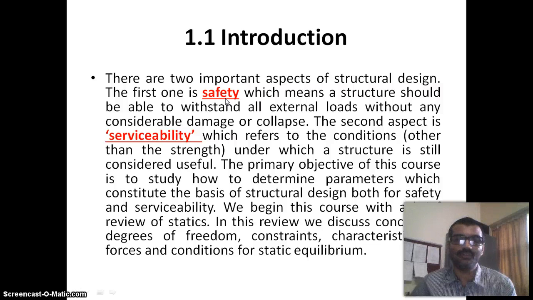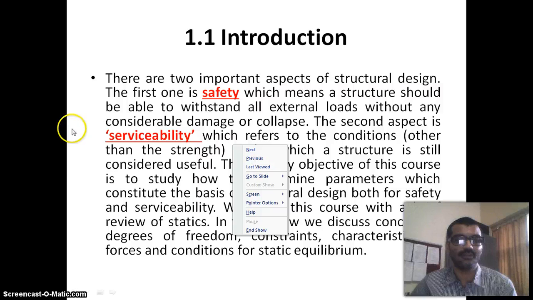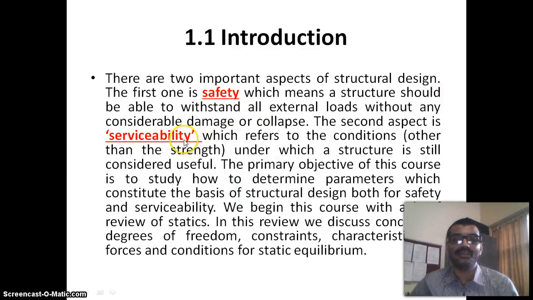At the same time, we also look out for serviceability. The second aspect, serviceability, refers to the condition other than the strength, right? So we are not talking about the strength of the body. We only see about the serviceability under which the structure is still considerably useful. The preliminary objective of this course is to study how to determine the parameters which constitute the basis of structural design, both for safety and serviceability.